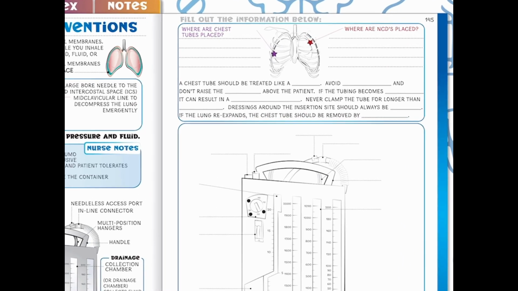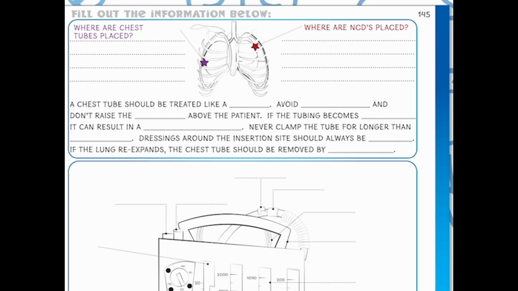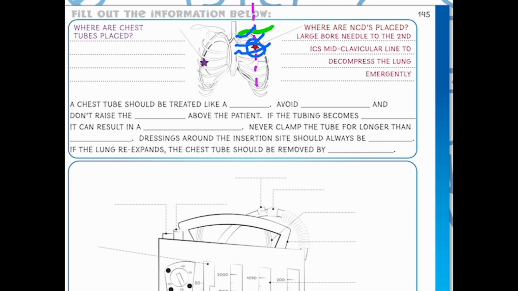So where exactly do we place our needle chest decompressions or our DARTs? This is a large bore needle that we're going to insert into the second intercostal space, mid-clavicular line, to decompress our lung emergently. Okay, so we said a bunch of words there. This green line is going to represent our clavicle. Mid-clavicular means that we're going to draw a line down the center of the clavicle. And the second intercostal space: if this is our first rib, and then we have our second rib, and this would be our third rib, this right here is where we're going to dart.